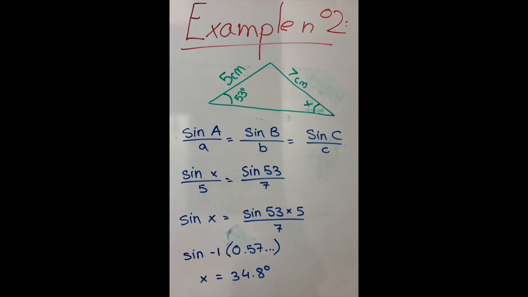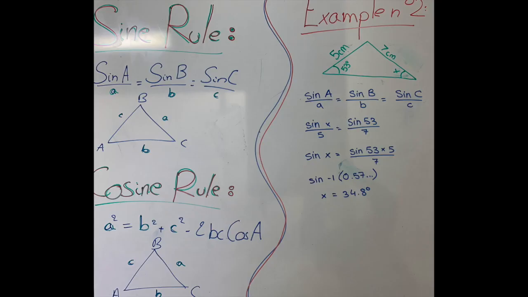Sine example. In this example, we have to find the angle x. To do this, we have to use the sine rule. Sine A over a is equal to sine B over b is equal to sine C over c. We then replace the values. So the angle A is equal to x, the side a is equal to 5, the angle B is equal to 53, and the side b is equal to 7. Then you just simply solve the equation, which then gives us 34.8 degrees.